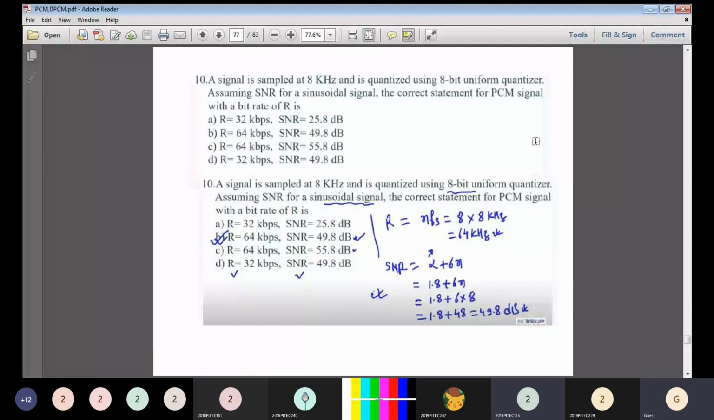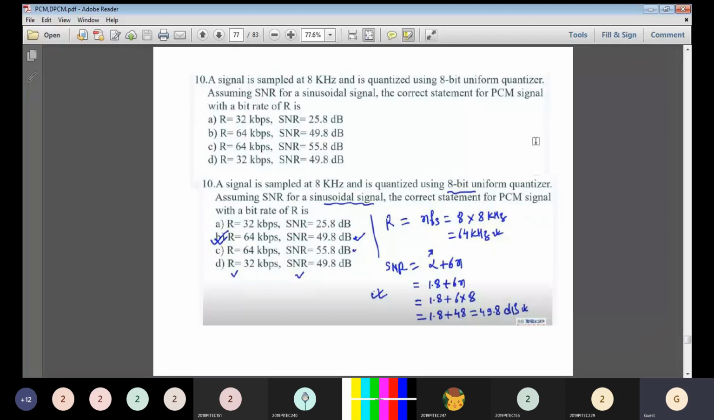A signal is sampled. Next problem. A signal is sampled at 8 kilohertz and is quantized using an 8-bit uniform quantizer. Assuming SNR for a sinusoidal signal, what is the correct statement for the PCM signal with a bit rate of R? So we have to assume the SNR of a sinusoidal signal.